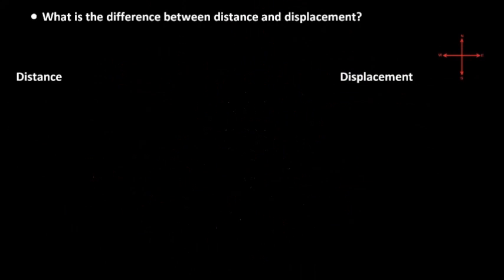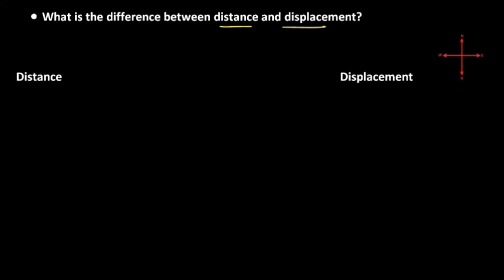Now that you understand the difference between a vector measurement and a scalar measurement, let's go ahead and take the next step in our study of kinematics. Let me ask you this question. What is the difference between distance and displacement? Do you know the difference? Well, there's a big difference between the two, and it's important to understand it.